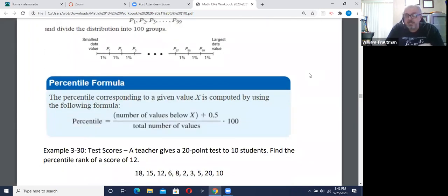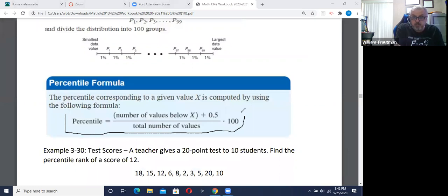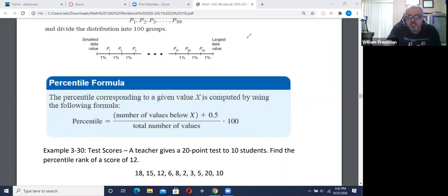Here is the formula. This is one of those you definitely want to write down and have on your formula sheet. Percentile is the number of values below X plus 0.5, divided by the total number of values, times 100. And we'll do an example of that here in a second. So that is the formula for percentile. I'm going to leave it here. Just scroll up a little bit.